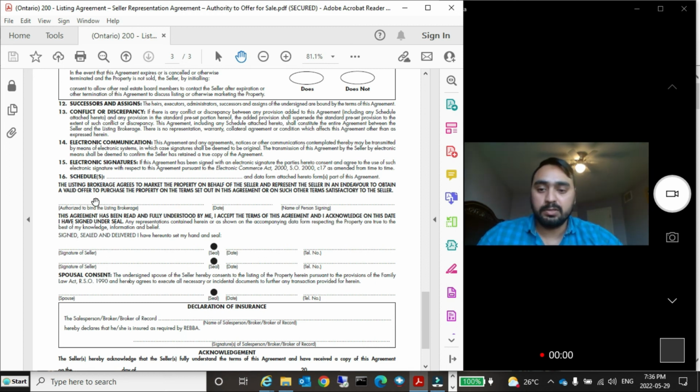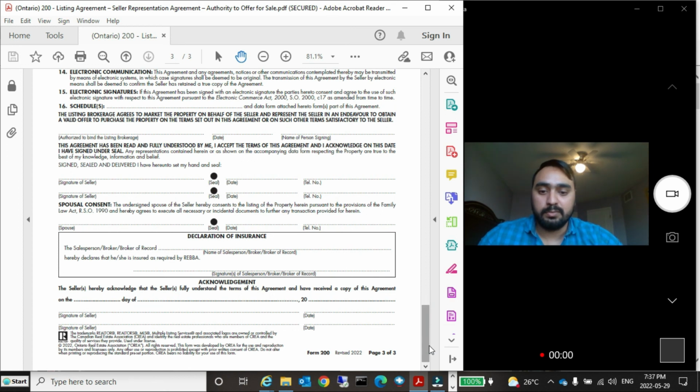Here the salesperson representing the listing brokerage has to sign with the date, and the name of the person of the listing brokerage goes up here. Again, this is where all the sellers sign, with the date and the telephone number going up here. And in this section, the salesperson declares that they have insurance, as it is mandatory by the REBBA, which is the Real Estate and Business Brokers Act.